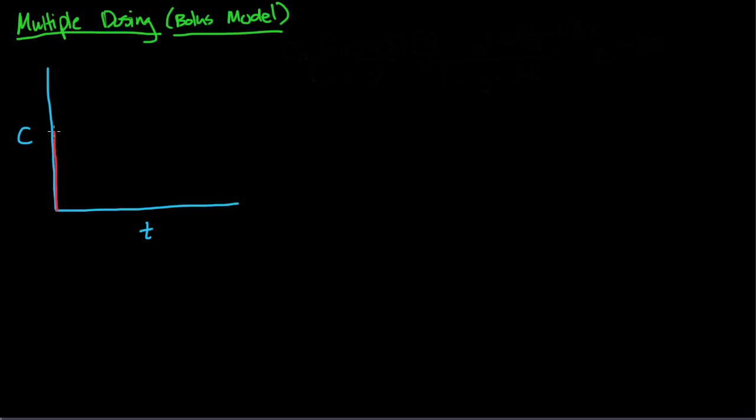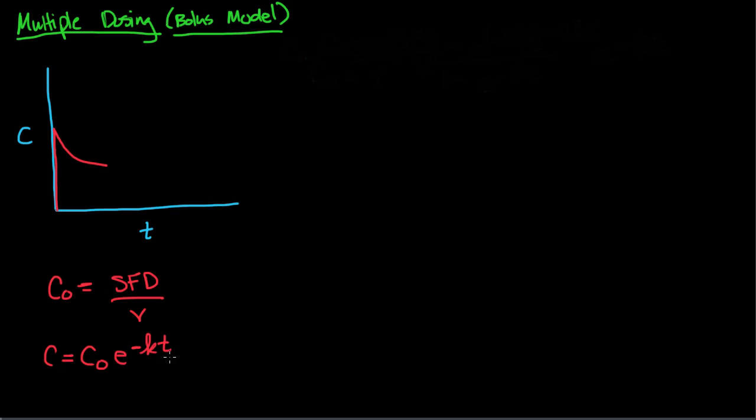Okay, the initial concentration is SFD over V, where S is the salt factor, F is bioavailability, D is your dose, and V is your volume of distribution. If you wanted to figure out the concentration at any point along this curve, all you have to do is multiply C naught. So we're going to say C equals C naught times e to the negative kt, where k is our rate constant of elimination and t is the time along this curve.